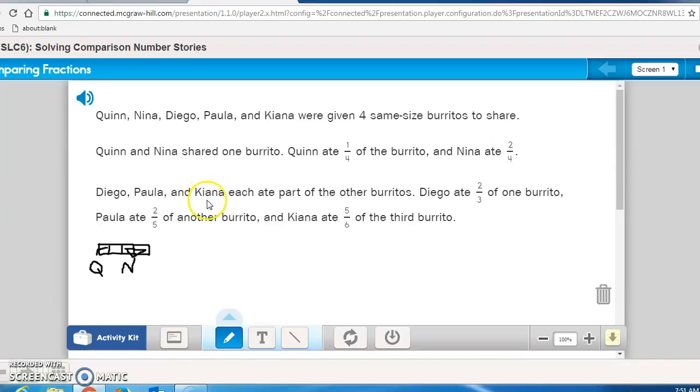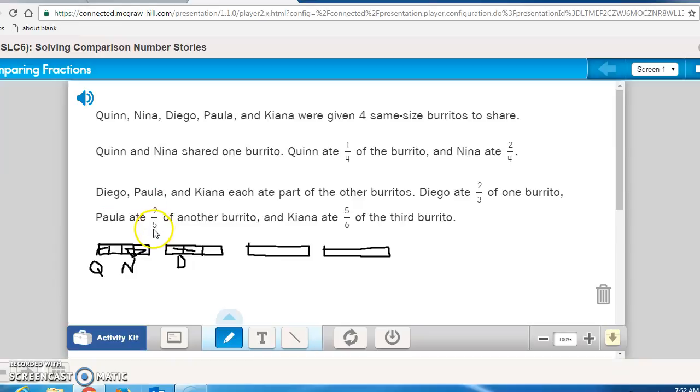Nina ate 2 fourths. She ate these 2. Diego, Paula, and Kiana each ate part of the other burritos. Okay, so now it says, remember, we have 4 of the same size. So I'm going to draw them. And if these are not perfectly 4, you need to pretend they are. It says, Diego ate 2/3 of 1 burrito. Well, that's telling me that this one is split into thirds. And it says Diego ate 2/3 of that. This is Diego.